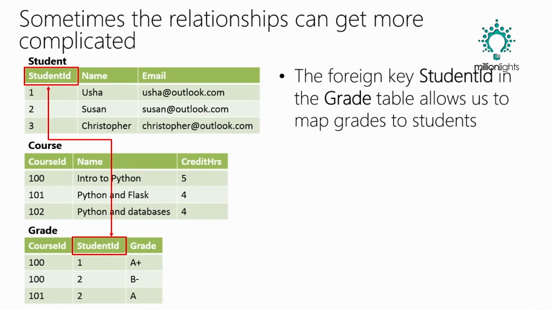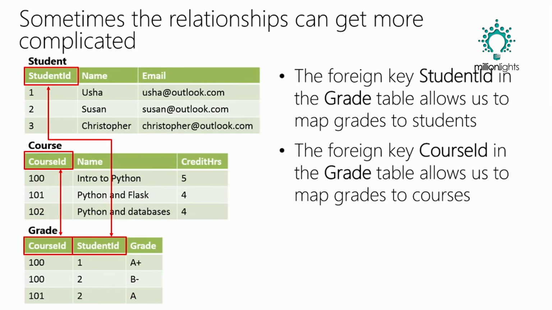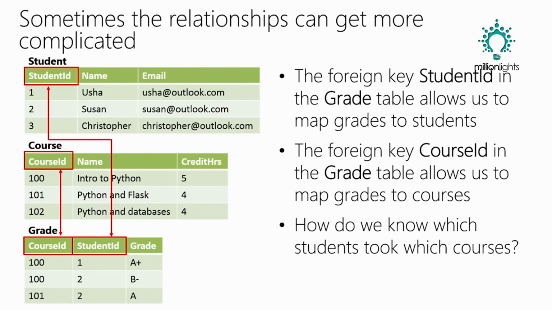So here I actually have 3 tables. And I can see students, I can see courses, and I see what grades people got in different courses. And I can use the student ID to see which grade goes with which student. I can use a course ID to see which grade goes with which course. But how do we actually know which students took which courses? There's no relationship between student and course when you look at those two tables. There's no column that exists in both student and course table.